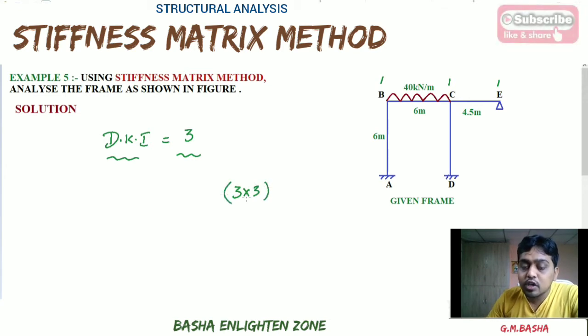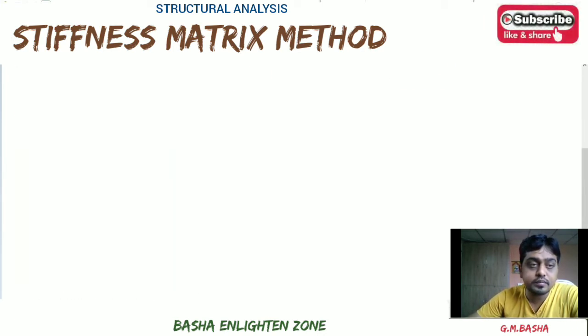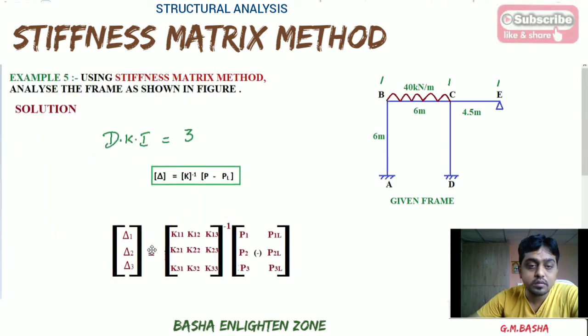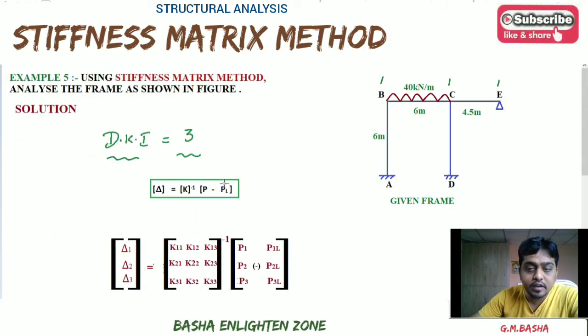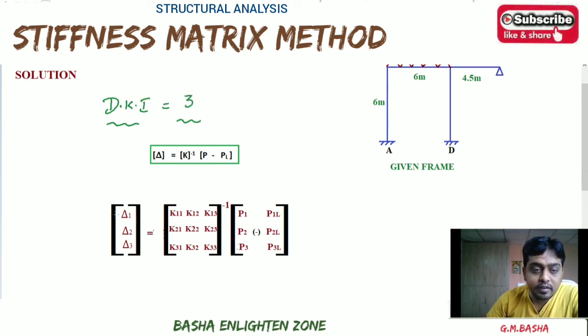So already I solved based on the general formula. I explained in what way I have to simplify this one. See here, this is the general equation. That one will be equal to delta equal to K inverse into P minus PL. Here your unknowns are 3. So that is delta 1, delta 2, delta 3.